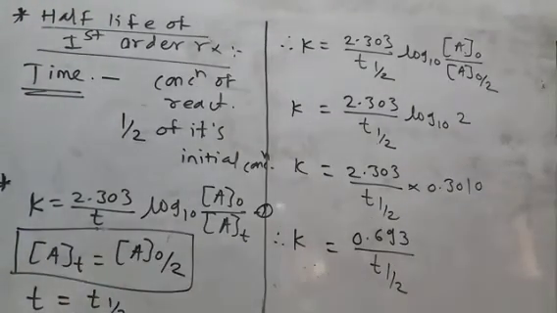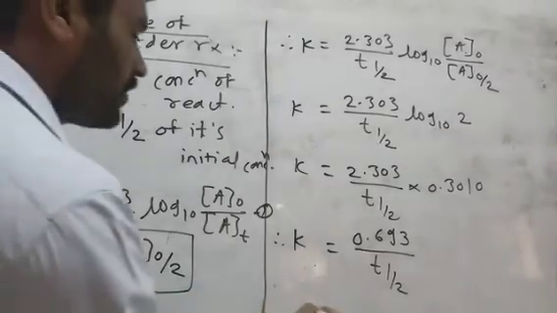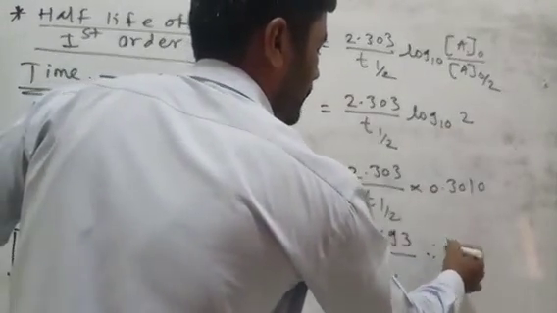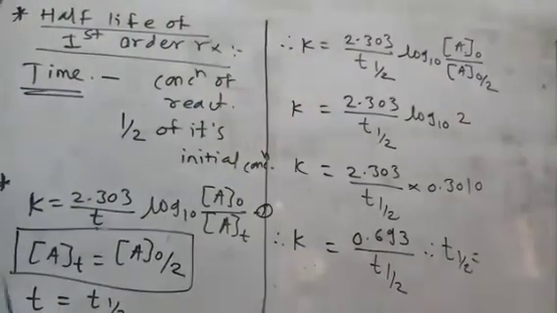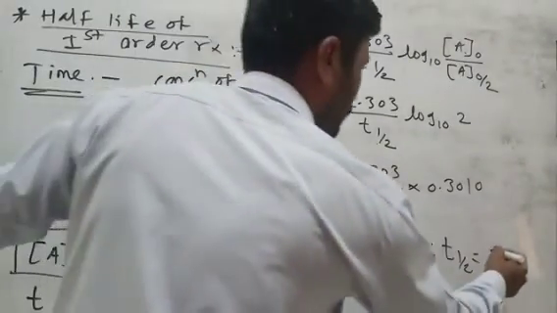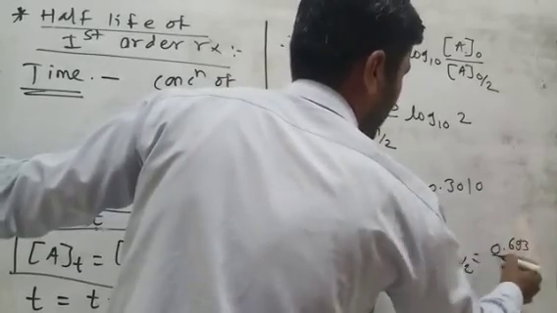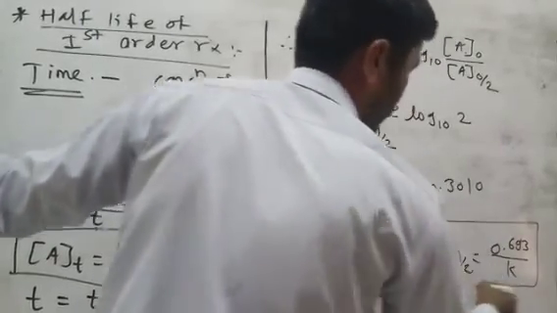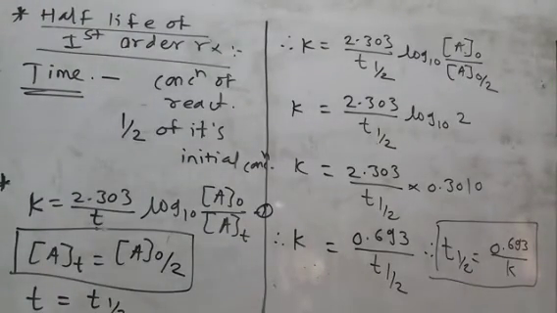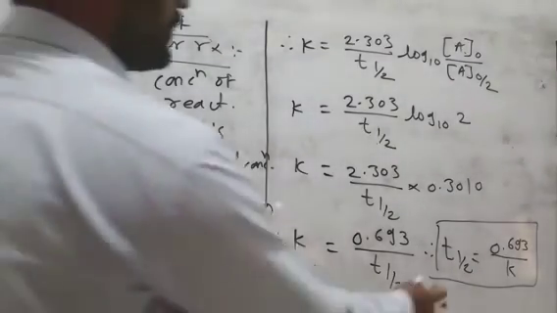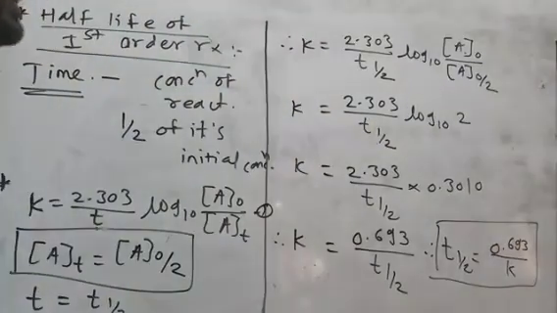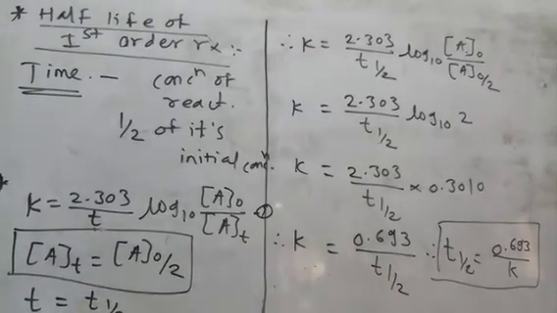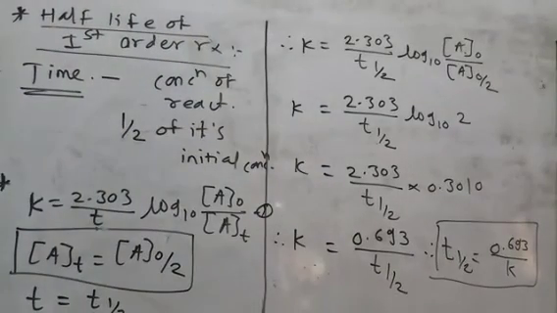But we have to know the half-life. Therefore, by rearranging the equation, t1/2 is equal to 0.693 divided by k. So it is the value of the half-life of the first order reaction. t1/2 is equal to 0.693 divided by k. So this completes another point, the half-life of the first order reaction, and its value, t1/2 is equal to 0.693 divided by k.